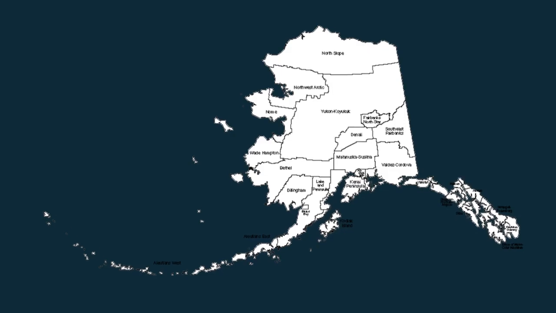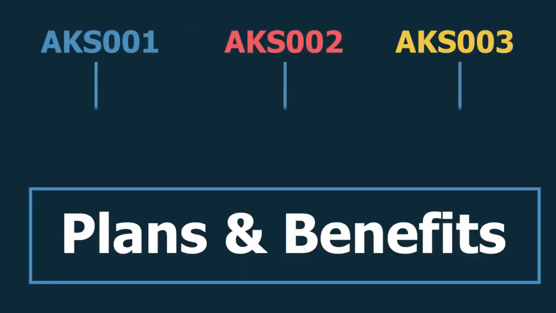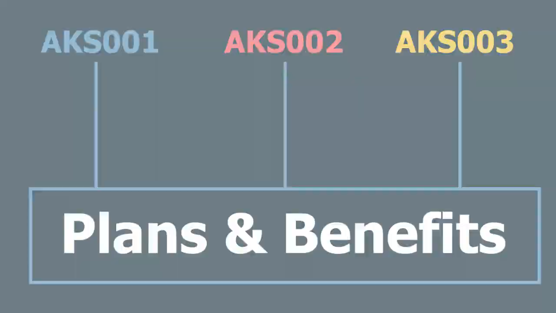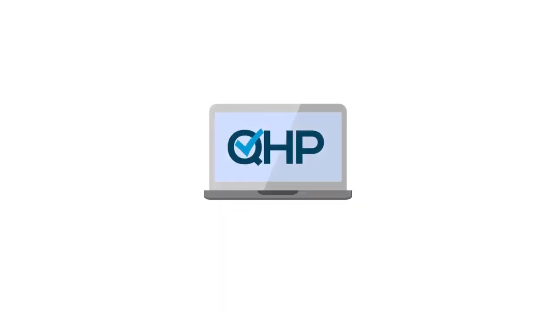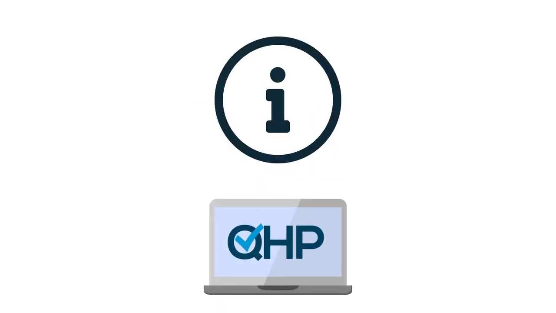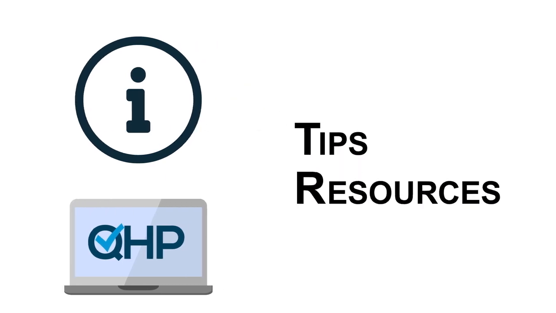The template creates unique IDs for each service area defined. These IDs are later mapped to plans entered in the Plans and Benefits template. To download the service area template and applicable instructions, visit the service area webpage of the QHP certification website. This webpage contains more information about the service area section of the QHP application, including tips and additional resources.